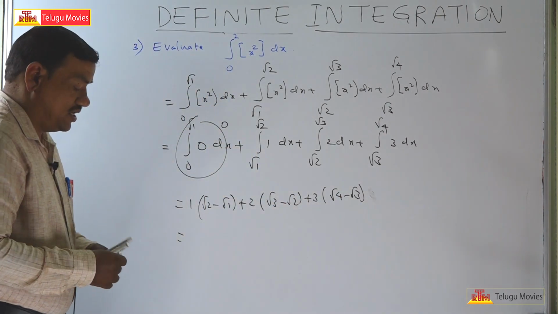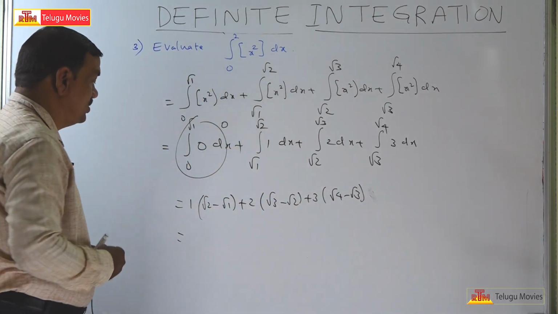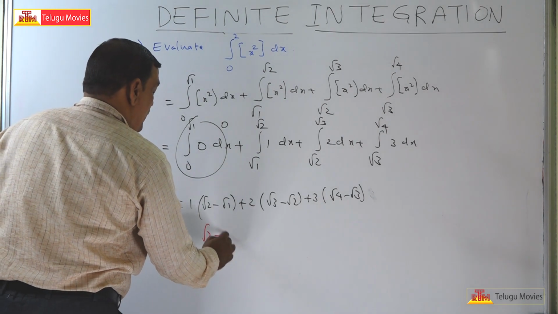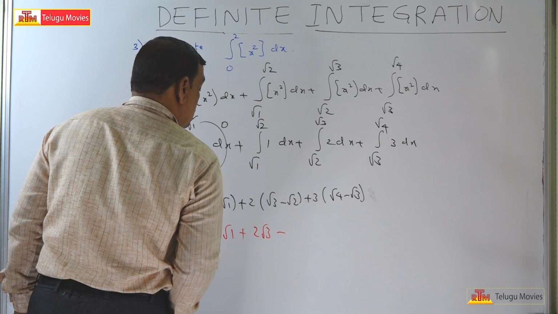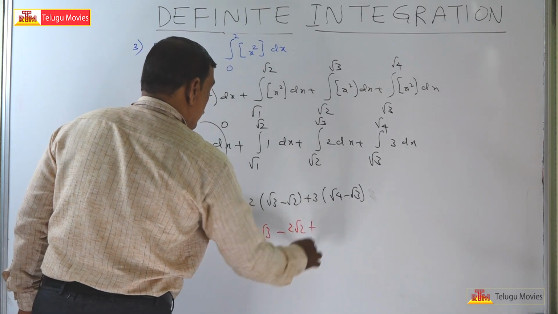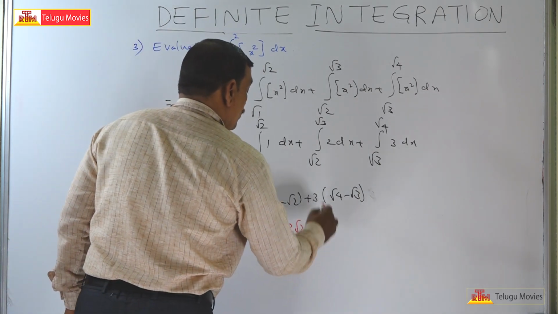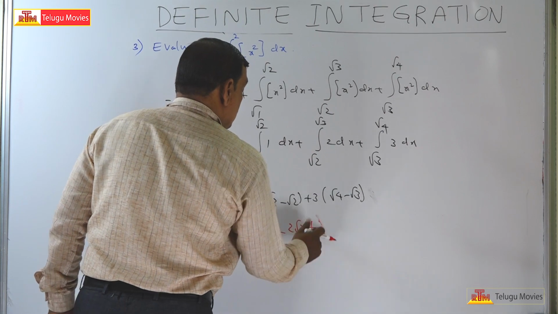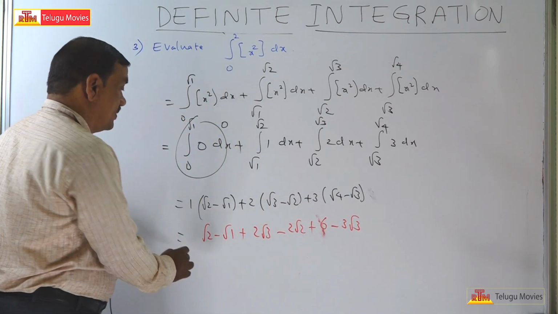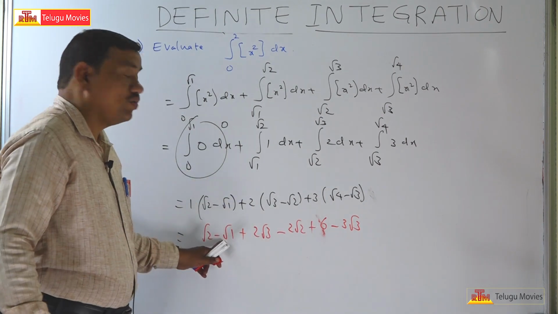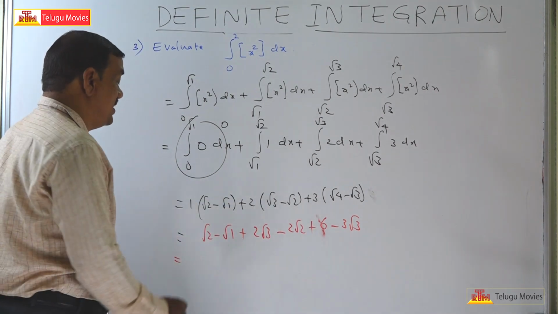Now let us simplify this. This is equal to root 2 minus root 1, plus 2 root 3 minus 2 root 2, plus 3 root 4. Root 4 means 2, 3 twos are 6, minus 3 root 3. So here 6 is there, root of 1 means 1, 6 minus 1, 5.